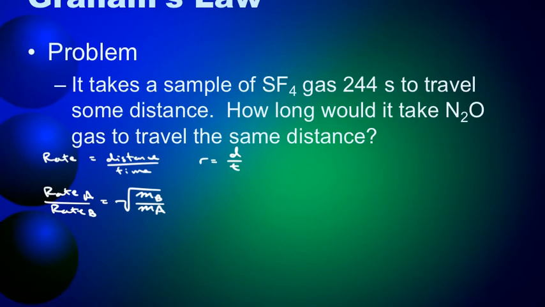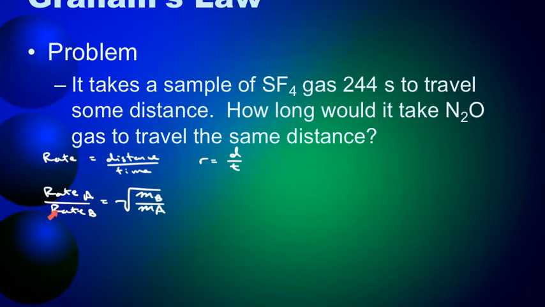Okay, we're going to try a related one here and see how we do. So this one says it takes a sample of SF4 gas 244 seconds to travel some distance. How long would it take N2O gas to travel the same distance? Well, this time around we have to remember that rate is not the same thing as time. Here we are given 244 seconds. So since rate is equal to distance divided by time, we can show that as R equals D over T.